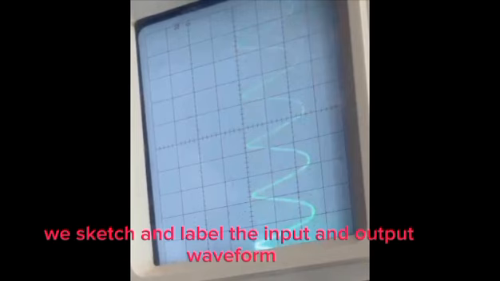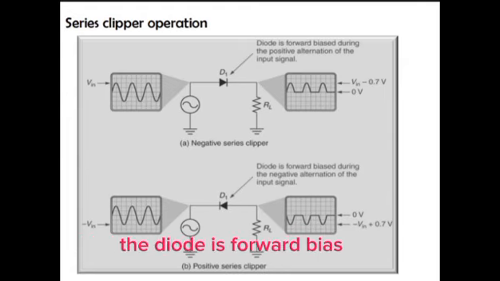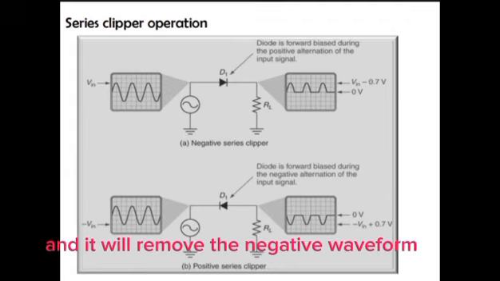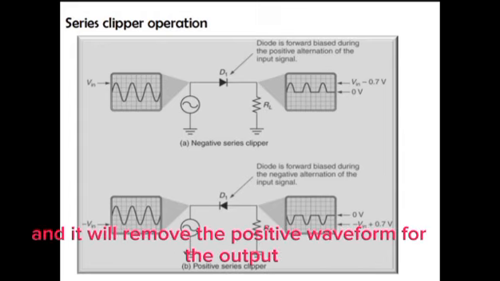This is how the clipper circuit is set up. For the negative series clipper, the diode is forward biased and it will remove the negative waveform from the output. Meanwhile, for the positive series clipper, the diode is reverse biased and it will remove the positive waveform from the output.